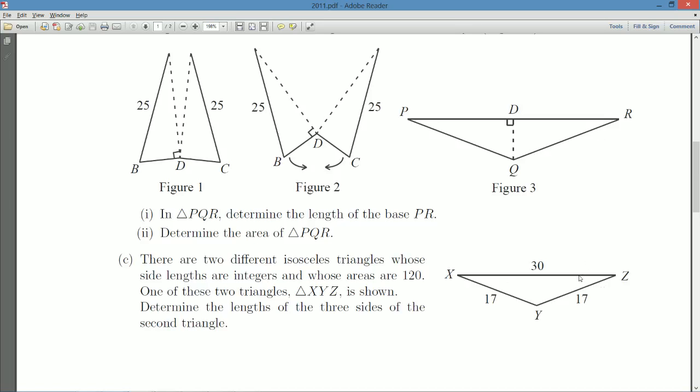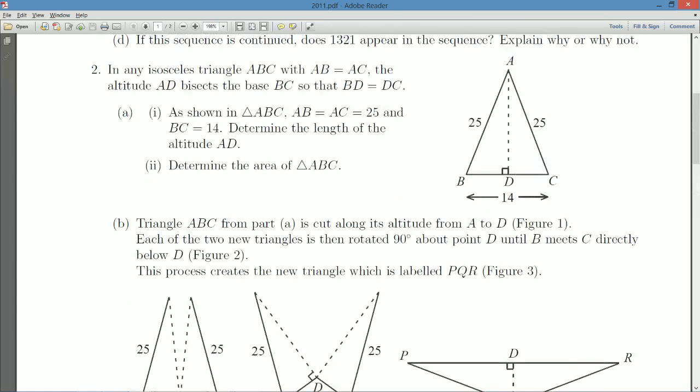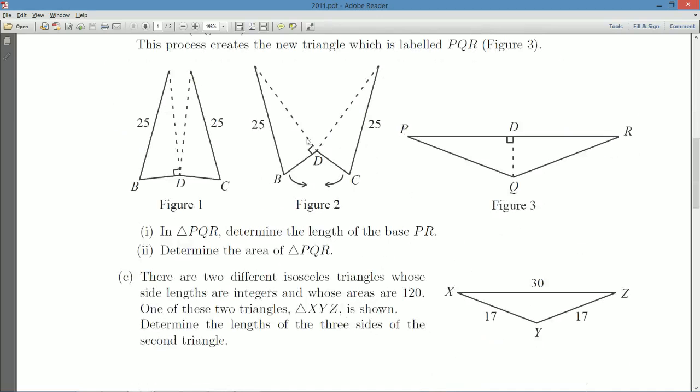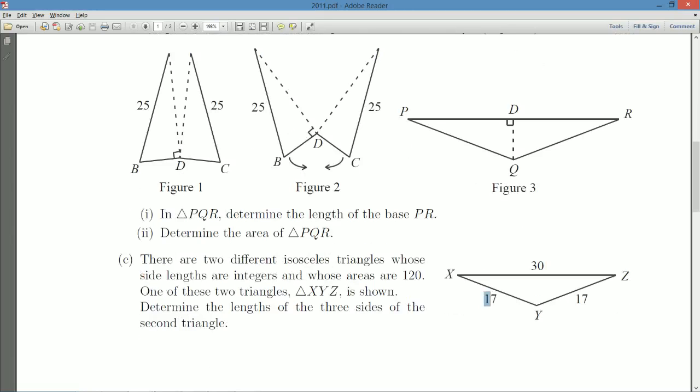So let's think. If we got a triangle that looks like PQR, and as we remarked, this process does not change area, just rearranges it, I bet if we undid this process, if we reversed it, so if we cut along here and folded X and Z up to meet up here, we'd get the same area, and we'd have another isosceles triangle. It would still have 17 and 17 as its sides, and we'll likely get integer lengths for the sides, and the area will still be 120.